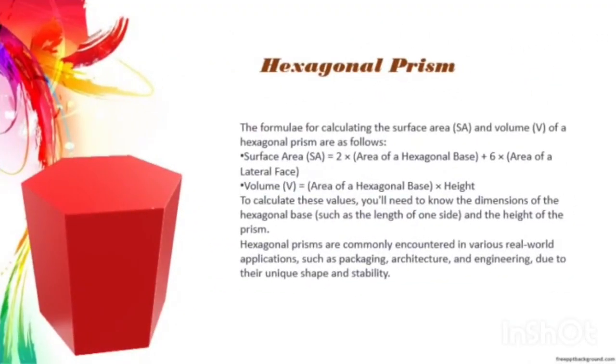The formulae for calculating the surface area, SA, and volume, V, of a hexagonal prism are as follows. Surface area, SA, equals 2 times the area of a hexagonal base, plus 6 times the area of a lateral face. Volume, V, equals the area of a hexagonal base times the height. To calculate these values, you'll need to know the dimensions of the hexagonal base, such as the length of one side, and the height of the prism.